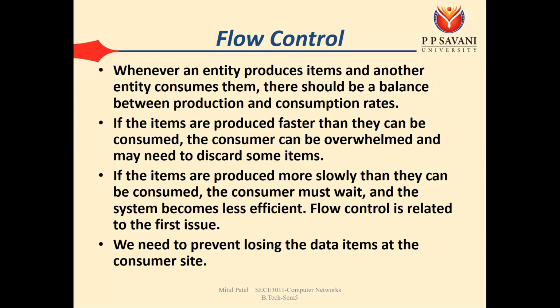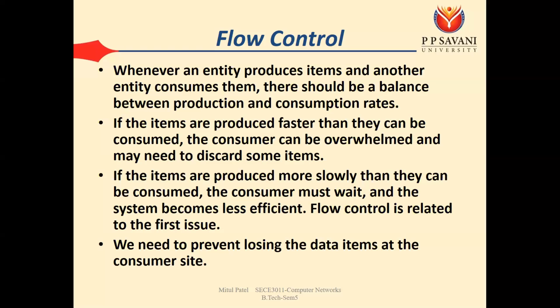Receiver will be idle. So we can say that there should be a balance between the production rate and consumption rate. Suppose the sender generates 10 bottles in 1 second, and the receiver is also able to process the 10 bottles in 1 second. The same thing applies if the sender is generating 10 frames in 1 second, then the receiver is also able to process only 10 frames in 1 second.